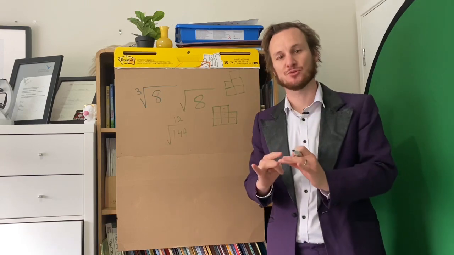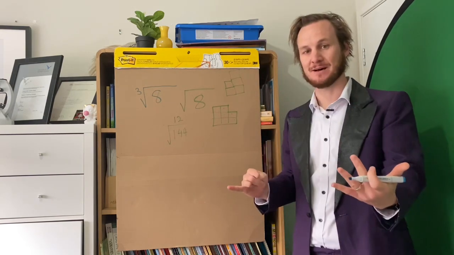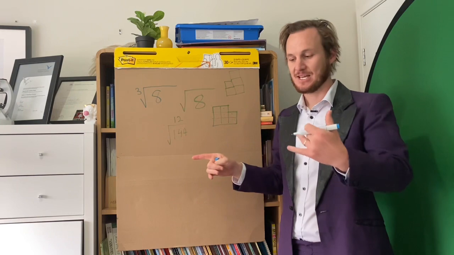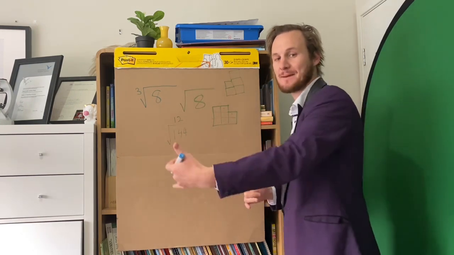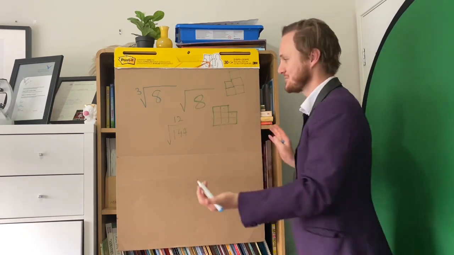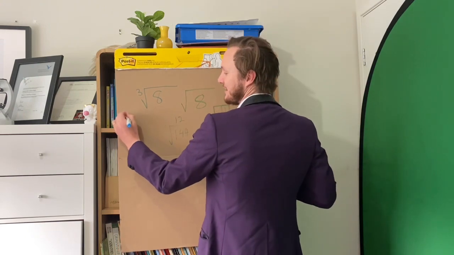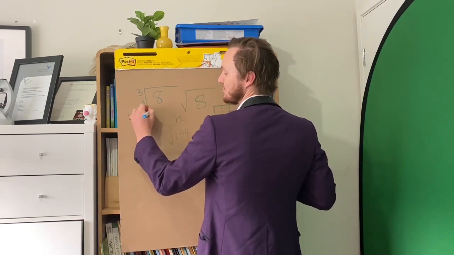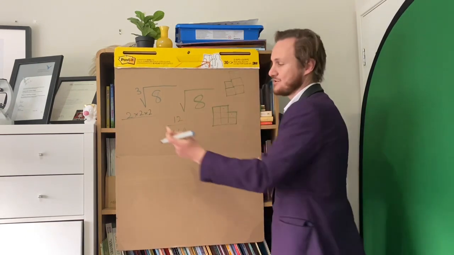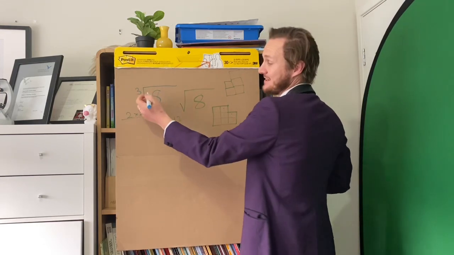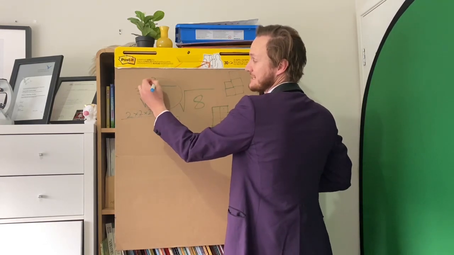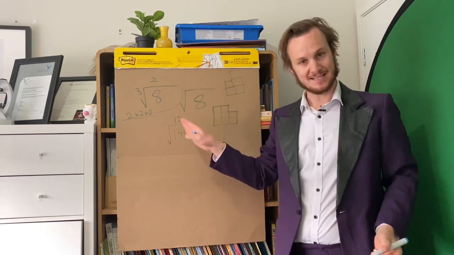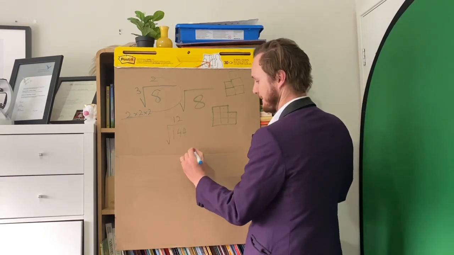Now the cubed root is the opposite of you cube a number. So the cubed root of a number is which number times by itself 3 times would equal that number. So you'd have to do it 3 times. So you'd have to say 2 times 2 times 2. So 2 times 2 is 4, 4 times 2 is 8. So the cubed root of 8 is 2, right?